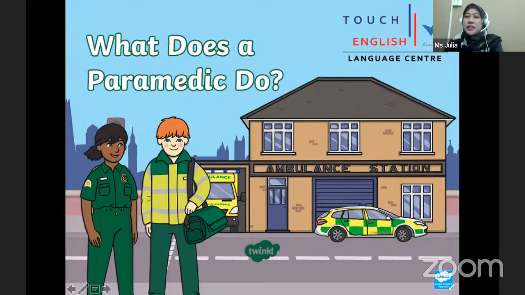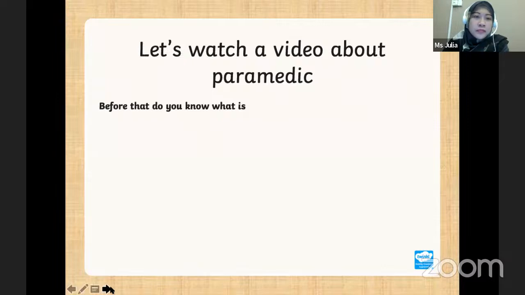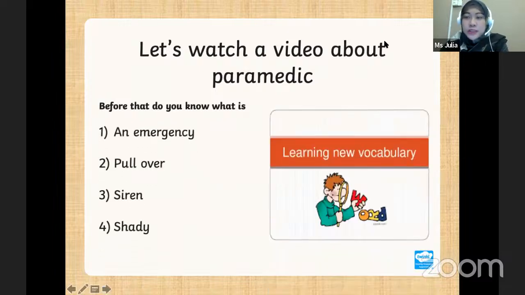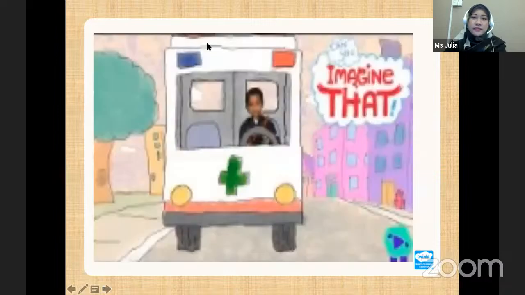In that case, we start the lesson first, then we can watch the video, then you will have an idea. So let's watch a video about a paramedic. Here are some vocabulary that we will define later after we watch the video. Can you read the following words, Johan? Number one, an emergency. Number two, pull over. Siren. Shady. Okay, we define it later, so let's watch the video first.